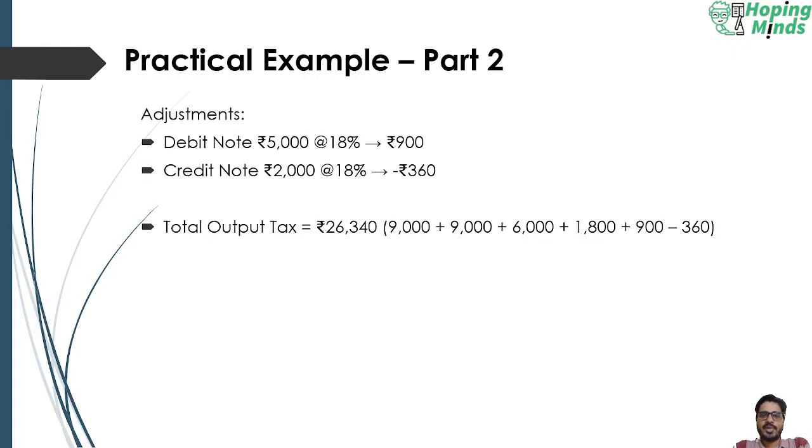So moving ahead with the same example, let us make some more adjustments. Debit note rupees 5,000 at the rate of 18% and credit note issued rupees 2,000 at the rate of 18%. The debit note will ultimately increase the tax liability, whereas the credit note will reduce the tax liability. So the output tax liability will be rupees 26,340. How come? 9,000 towards CGST, 9,000 towards SGST, then 6,000 plus 1,800 towards IGST, and 900 rupees for the debit note, and 360 rupees will be reduced towards the credit note. So the ultimate tax liability will be 26,340.